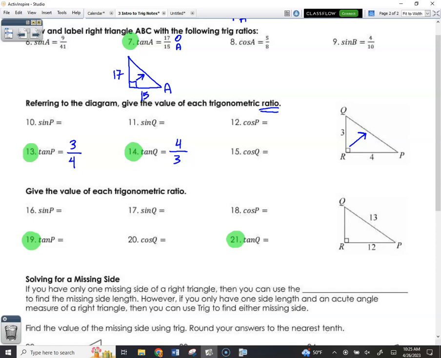Look at 19. Give the value of the trig ratio. Now we're using a different picture here. This one's a trick. You just have to solve it. Go back to what we did 2 days ago. We have a right triangle with how many sides given? 2. We need the third side, right? How do we find it? Pythagorean theorem.